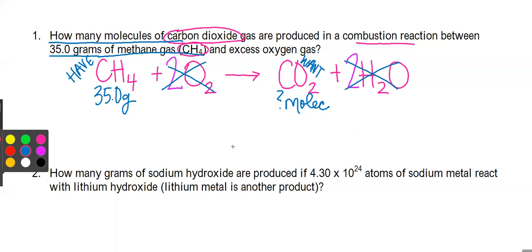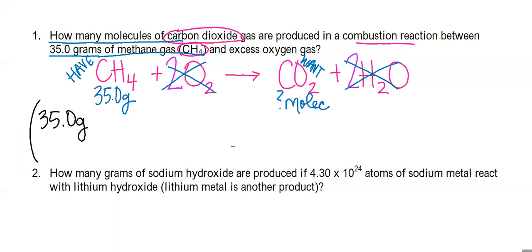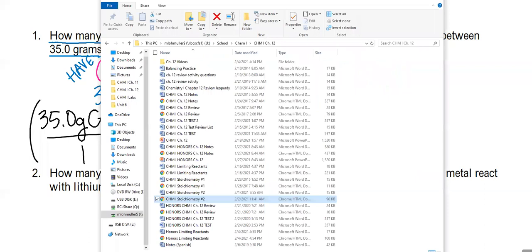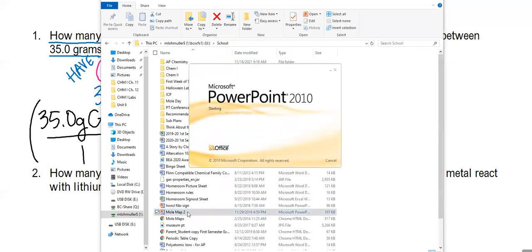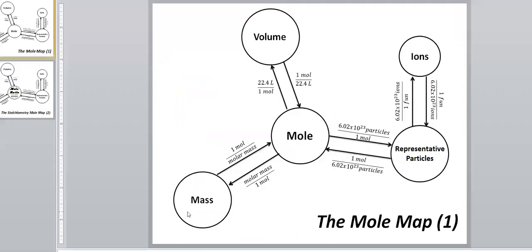Okay. Now we start putting up our parentheses. So parenthesis number 1, we are going to put the number that we're given over 1. So we've got our 35.0 grams, and we put what kind of grams, CH4, over 1. I forgot to open my mole map. Here it is. Okay, as it opens, now I forgot to say this.